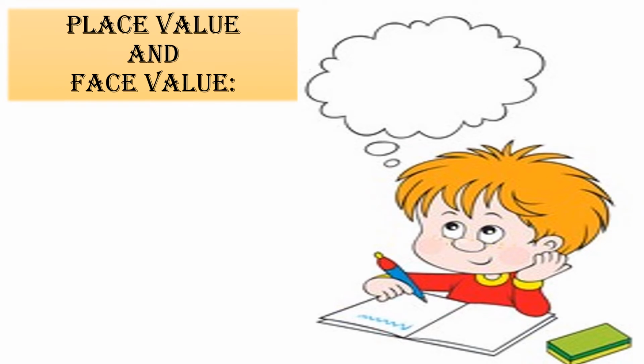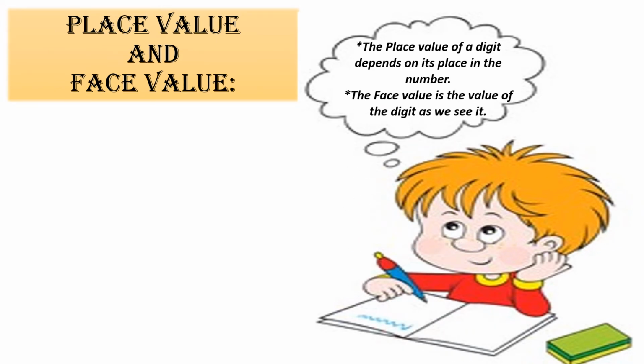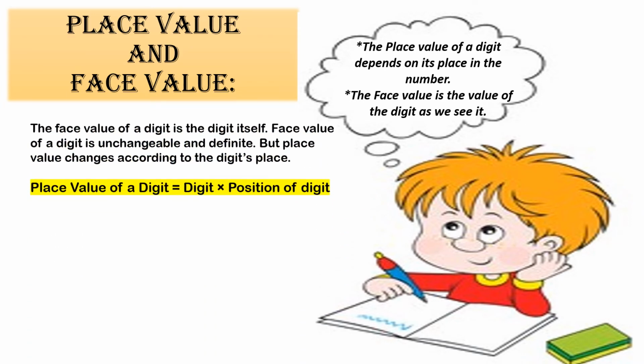Place value and face value. What do you mean by that? Yes, the place value of a digit depends on its place in the number. The face value is the value of the digit as we see it. The face value of the digit is the digit itself. Face value of the digit is unchangeable and definite, but place value changes according to the digit's place. So place value of a digit is equal to the digit into its position.